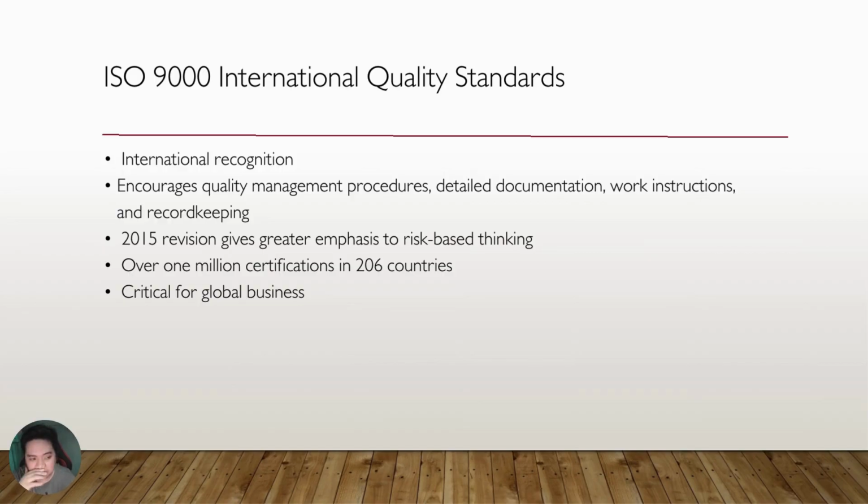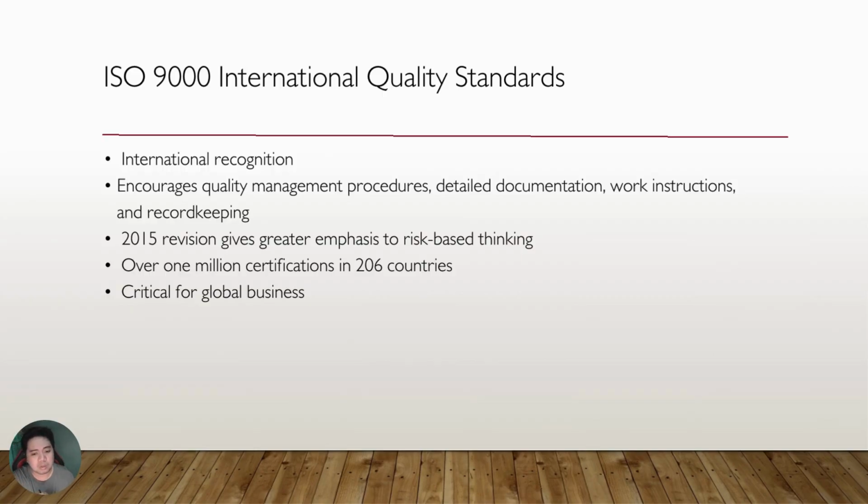So as mentioned, it was ISO 9000. I think in UM it will be applying ISO 2018, because currently we have 2015. So we're going to upgrade it. It encourages management procedures, detailed documentation, work instructions, and record keeping. The present 2015 version gives greater emphasis to risk-based thinking. It's all over the world, with over 1 million certifications in 206 countries. It is critical for global business.